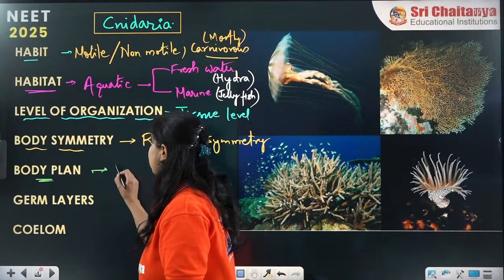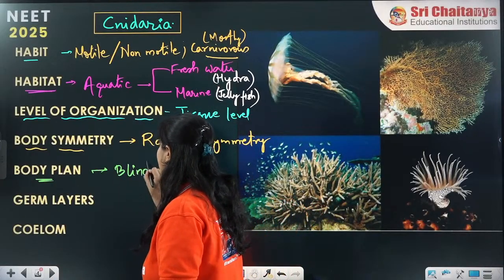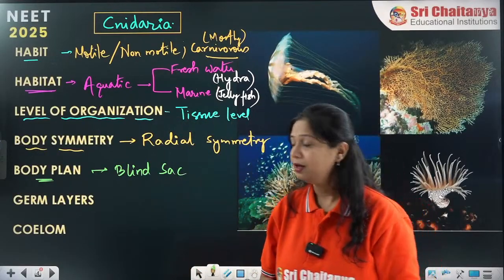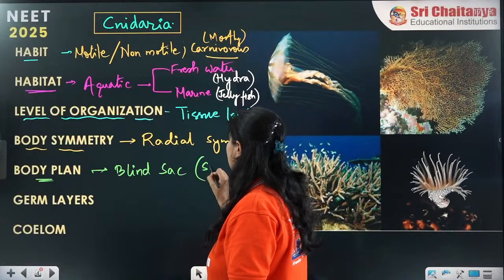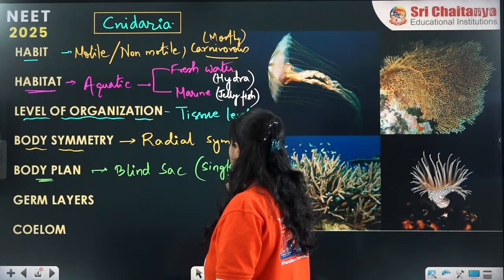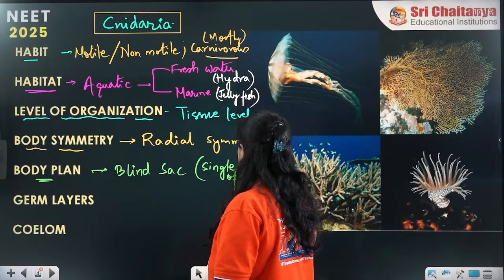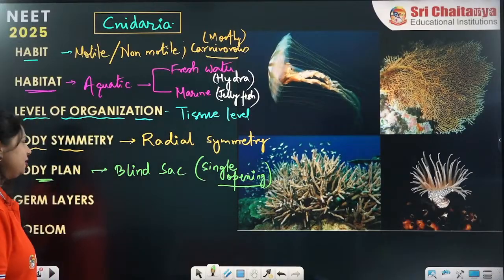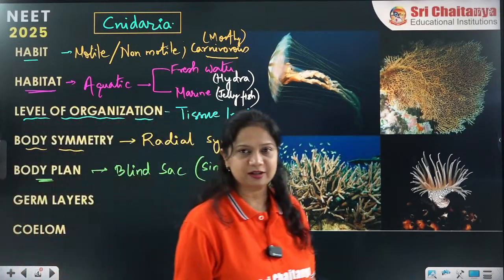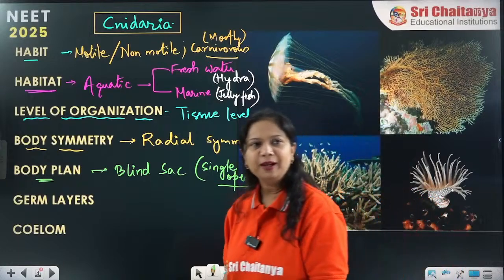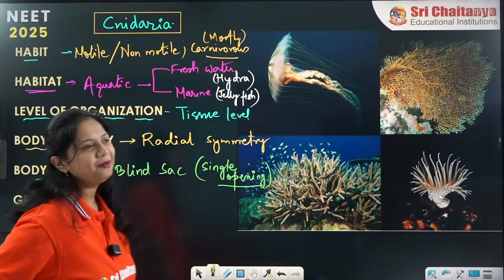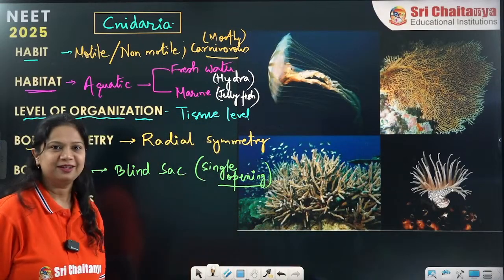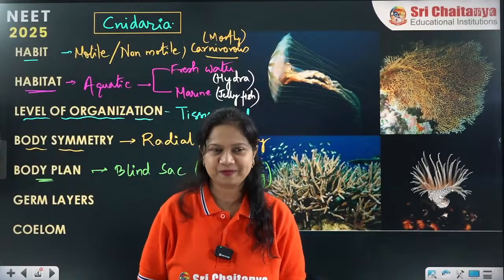Similarly, here we have the blind sac body plan. In the blind sac body plan, a single opening acts as both mouth and anus. So there is a single opening present. Alright students, I hope you are getting it. Okay, so now here we are again at the germ layers. Body plan is over. After body plan it is the germ layers. So what are these germ layers?